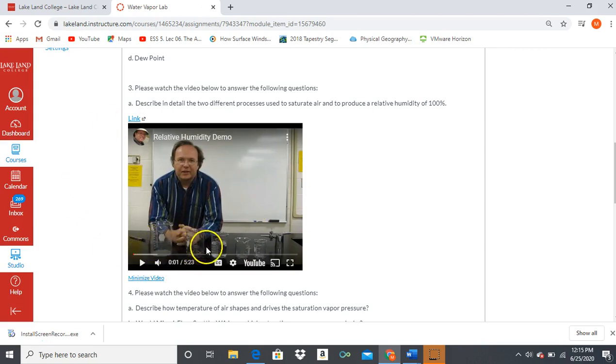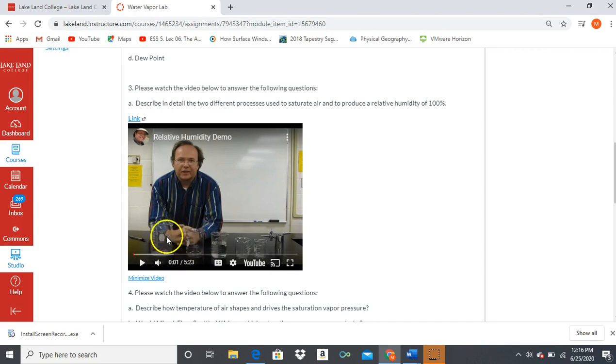But these beakers represent air at different temperatures, and he's going to start filling them up with liquid water. And he's trying to show you that when air is warmer, it can hold more water vapor. And the liquid water in there is to really represent water vapor. And he uses liquid water because you can see it and you can't see water vapor or humidity.